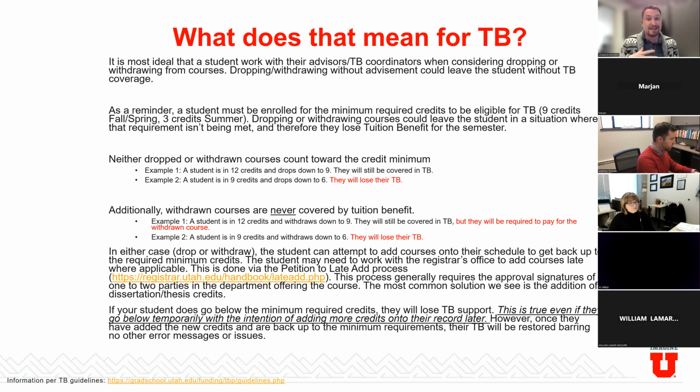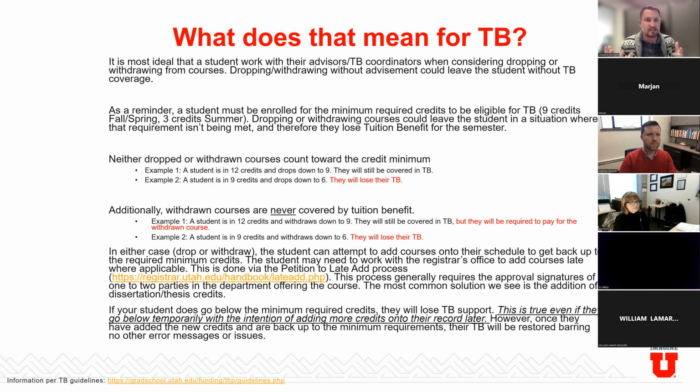As another reminder, a student needs to be enrolled for the minimum required credits. That's 9 credits for fall or spring, 3 credits for summer. Dropping or withdrawing courses could really leave the student in a situation where that requirement's not being met, and all of a sudden they have a huge bill on their hands they weren't anticipating. Neither dropped nor withdrawn courses count towards the credit minimum, as we said. So there are some examples there. Say they're at 12 credits and they go down to 9. Well, they'll be okay. They'll still be covered by TB as long as it was a full drop. And then again, if they drop from 9 credits down to 6, well, that is a problem. They will lose their TB in that case because they've dropped below the minimum.